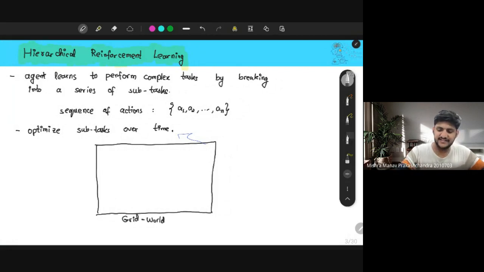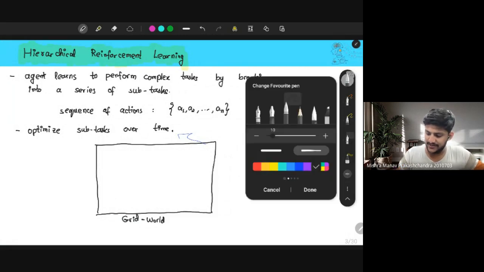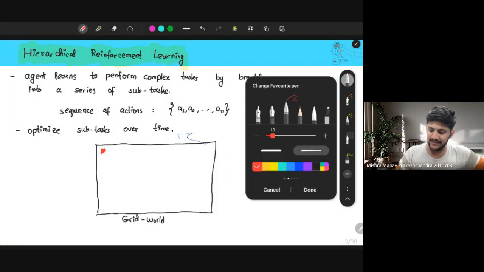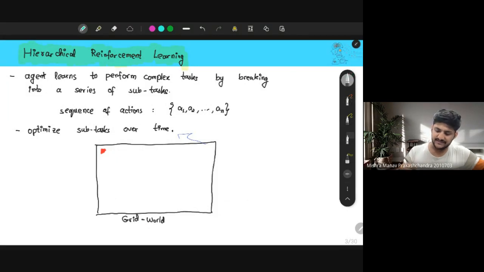Here, there is an agent. Let me denote it by color red. So red is the agent that we have. I'll also denote it with a triangle notation. The agent has to reach a certain blue colored box. So this is the goal state that the agent needs to reach.